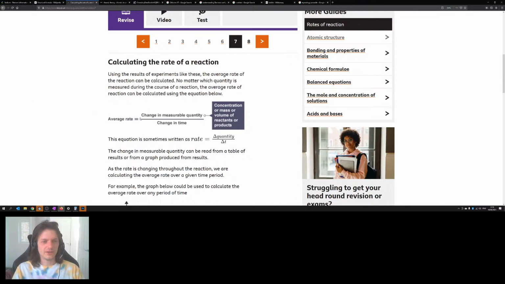Average rate equals change in measurable quantity divided by the change in time.